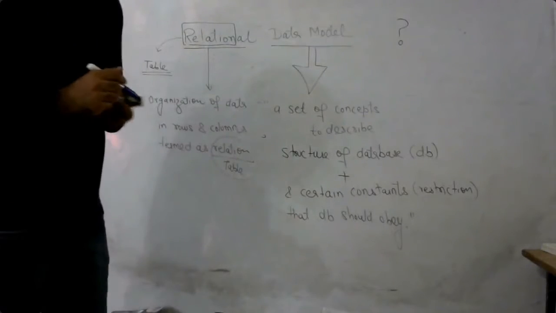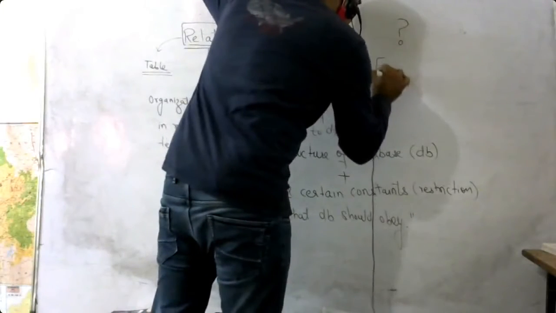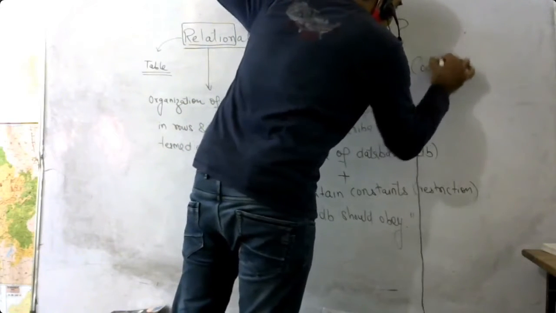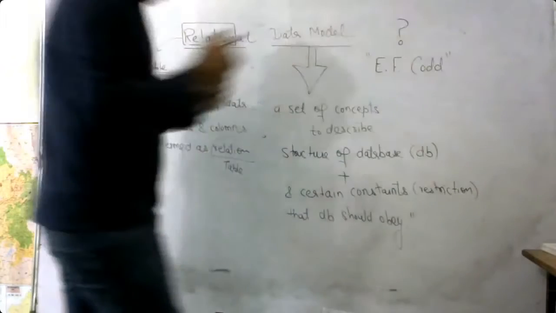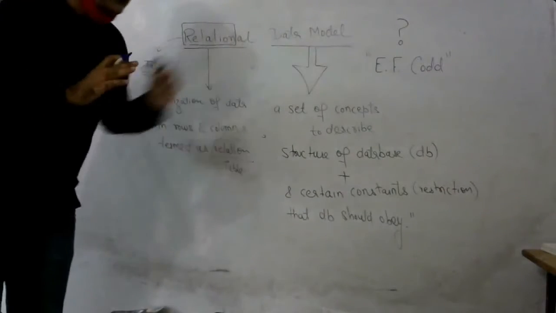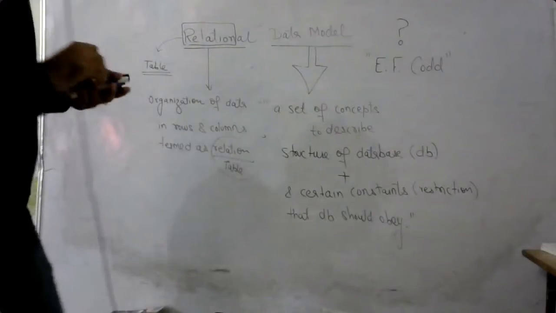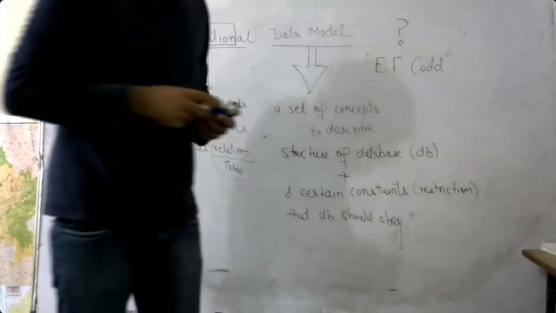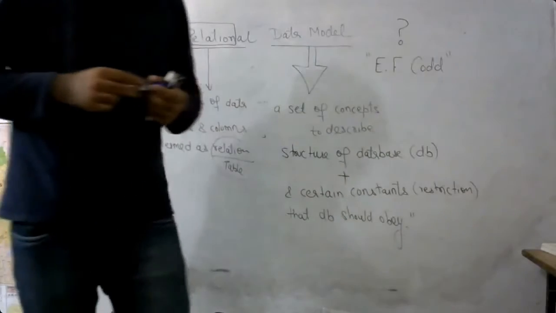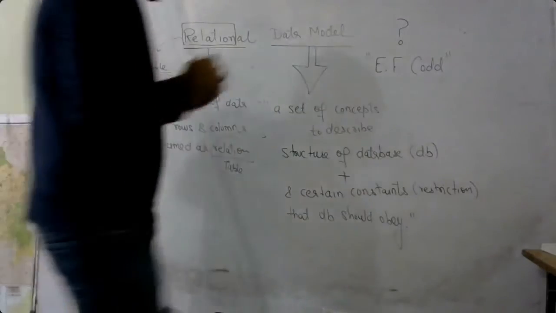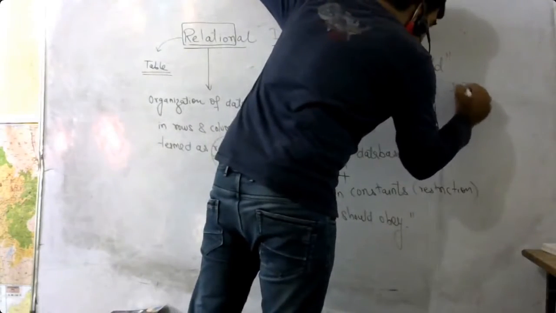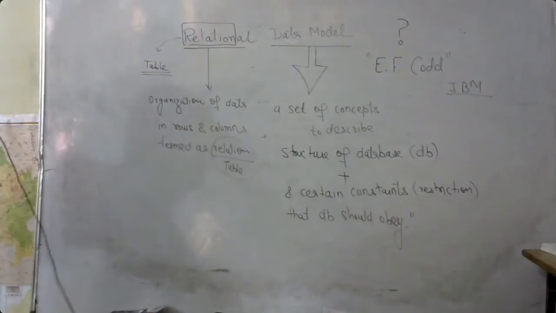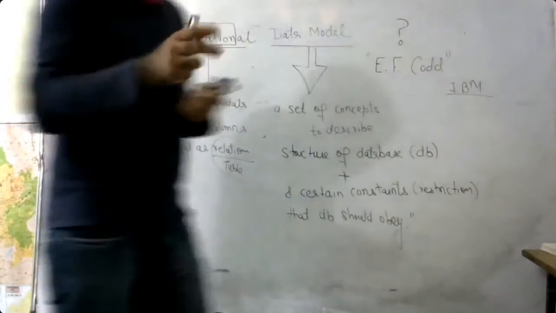Relational data model was given by E.F. Codd. There is a person whose name is E.F. Codd. He is the one who gave this concept, the relational data model. So if someone asks you who gave the concept of relational data model, the one who gave it is E.F. Codd. He was working in IBM. I think you know the full abbreviation of IBM, International Business Machines. You know already, I think so.